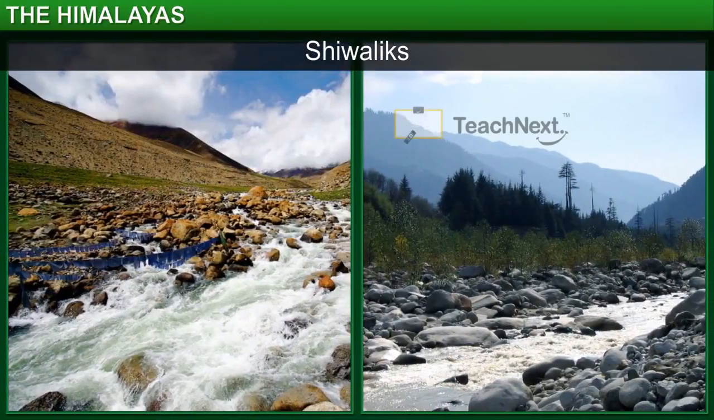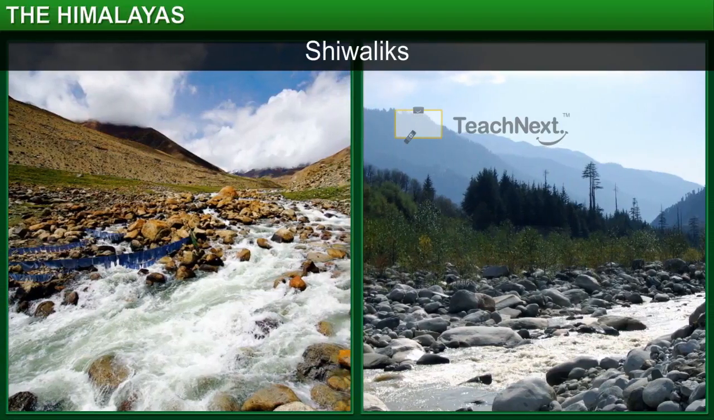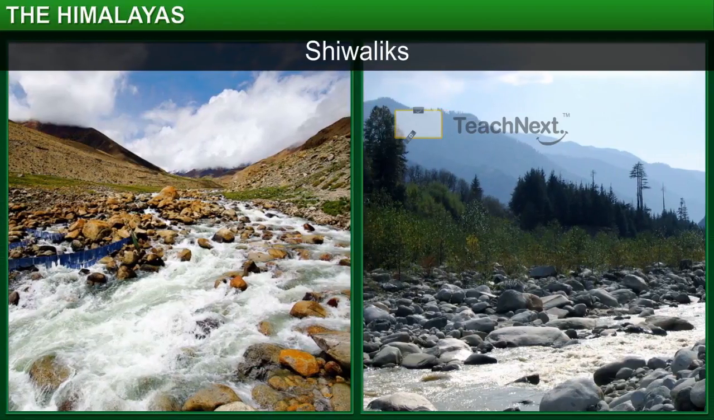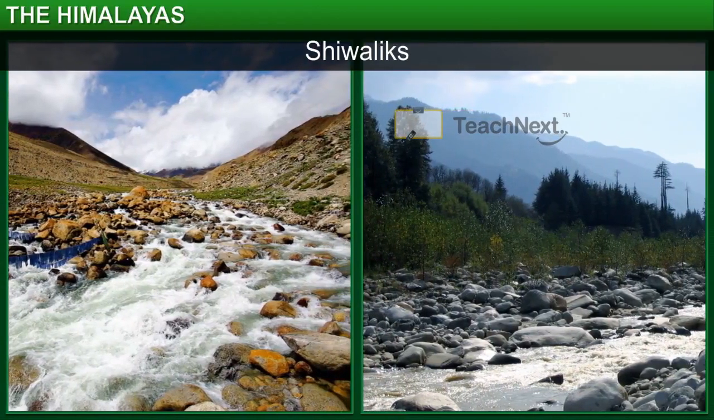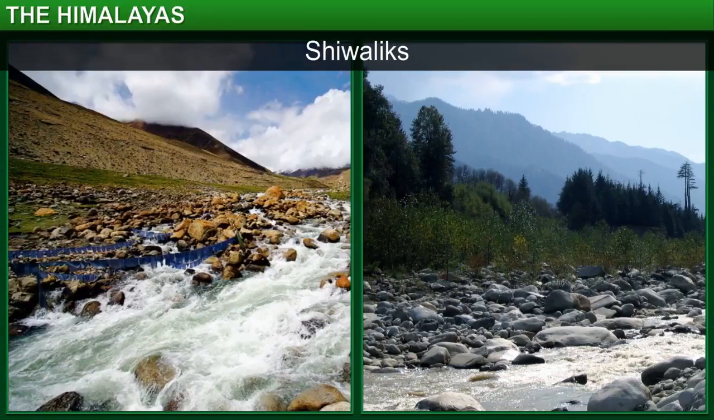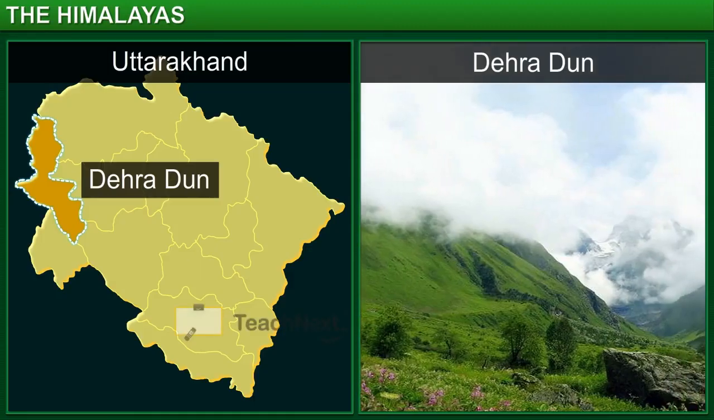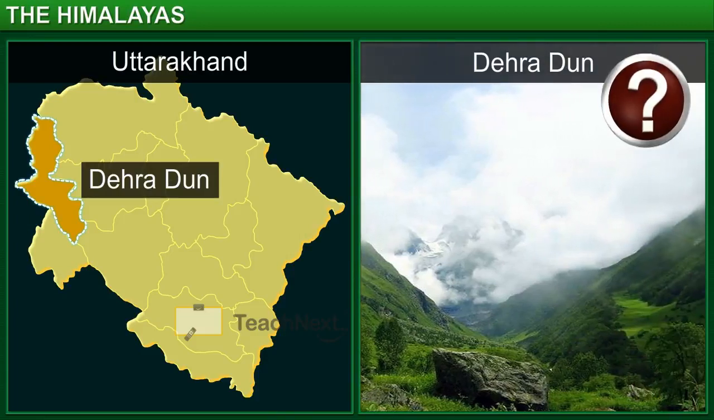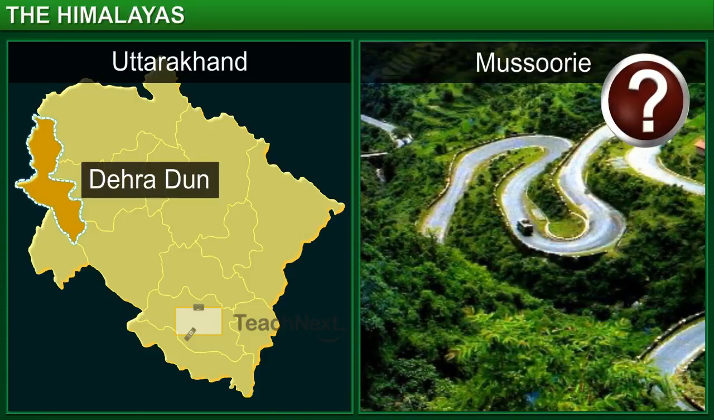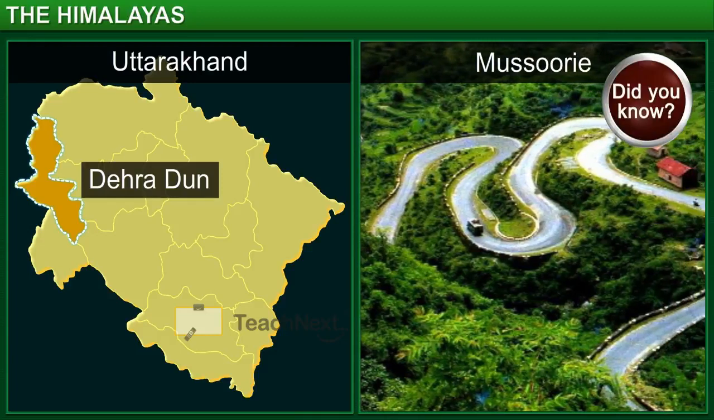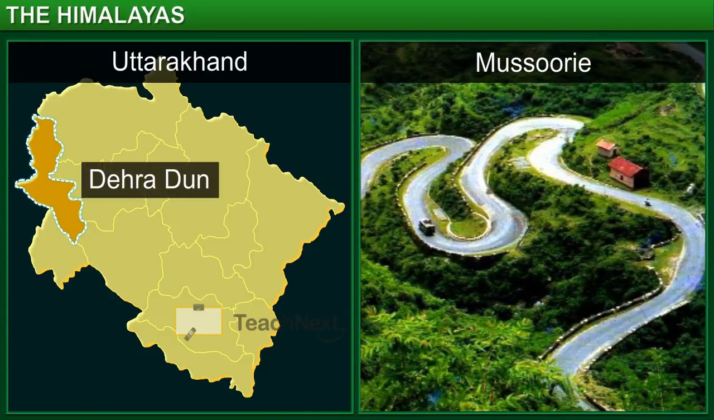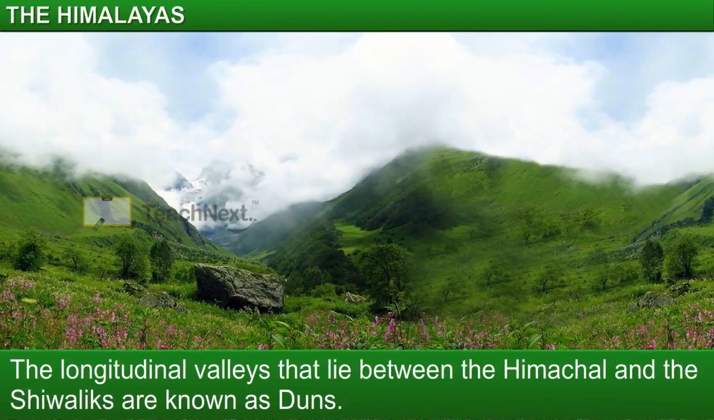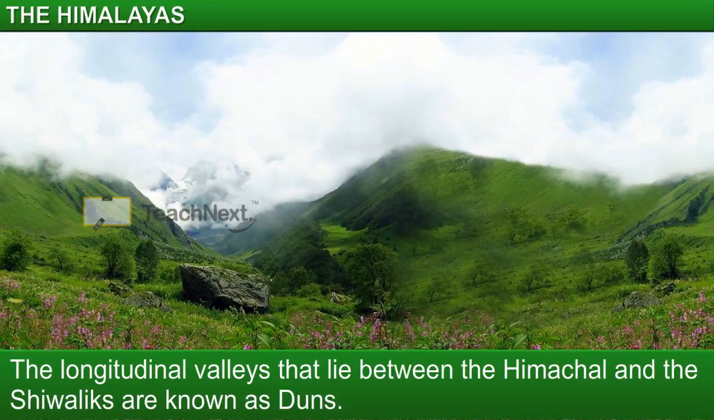The sediment consists of broken stones and soil. Therefore, the valleys of the Shivalik region are covered with thick gravel and alluvium. You may have heard of Dehradun. The famous hill station of Mussoorie is located in the Dehradun Valley in the state of Uttarakhand. The longitudinal valleys that lie between the Himachal and the Shivaliks are known as duns.